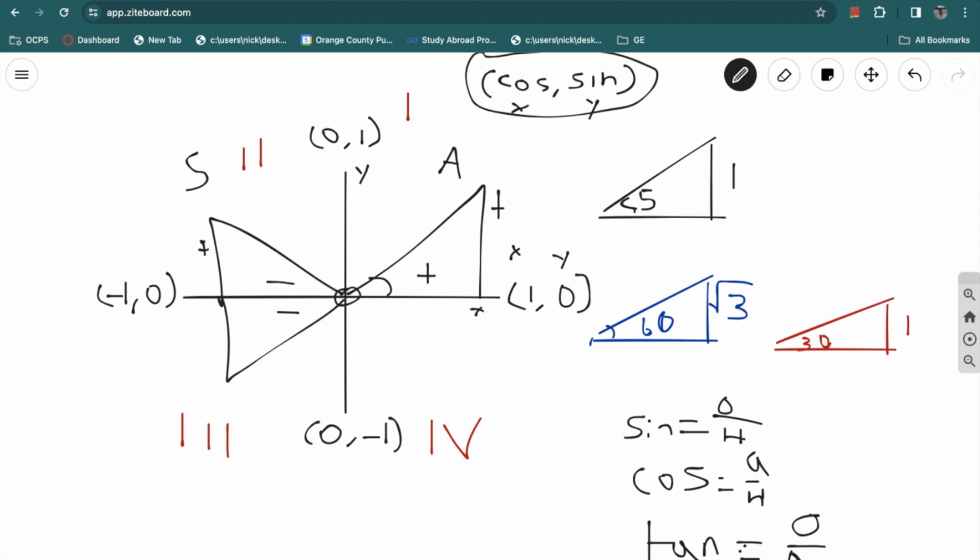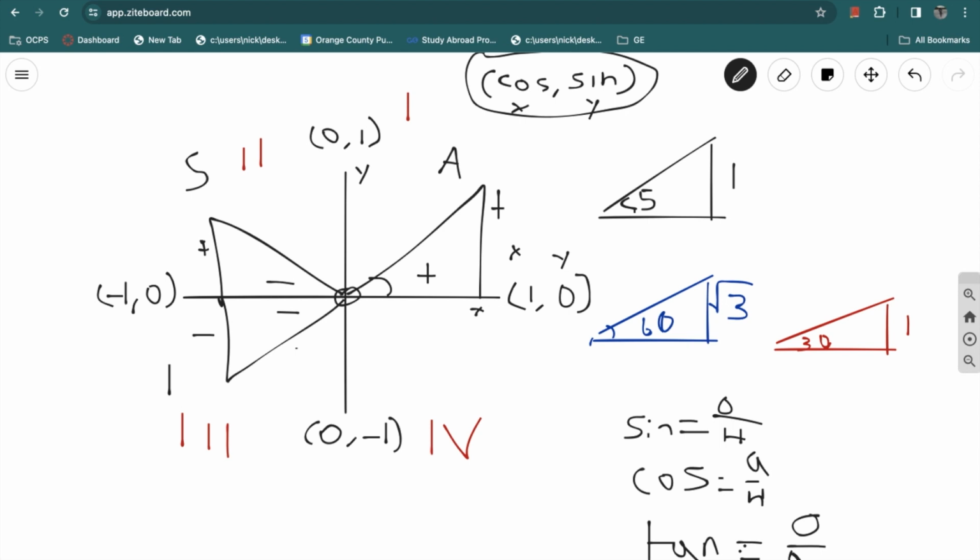But sine is also negative because it's below 0. It's -1. It's below the 0 line, which means it's negative. So sine and cosine are negative. Now negative and negative is positive, so tangent is going to be positive.